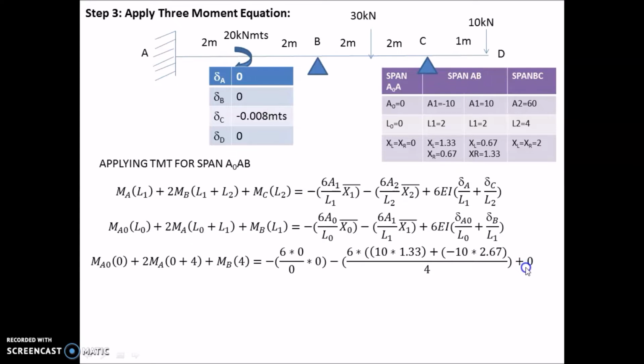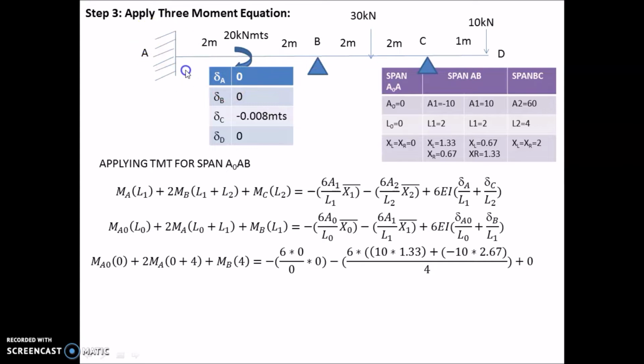Again I am giving you a clear explanation for this part. So listen, minus 6 A1 x1 bar by L1. So this is minus 6 and L1 here is 4. Now coming to this A1 x1 bar, since we are taking the span A0 A B, for this span A0 A it will be XL, that is we have to calculate x bar from this point. Now coming to this point, it is XR.